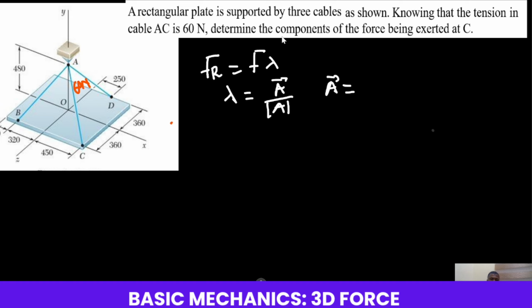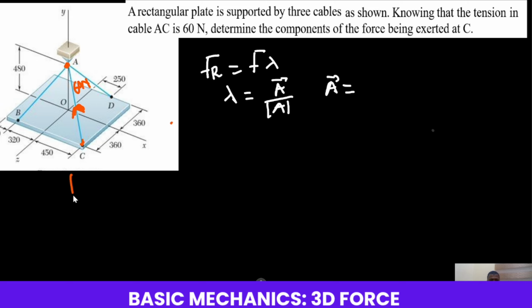Now determine the component of the force being exerted at C. Because it's a tensional force, it's going to act in the opposite direction to where it is being acted. So it's acting this way, from C to A. If you have a force, we are always going to consider the distance moving from where the force is coming from to where the force is acting, by using these particular directions we have here.